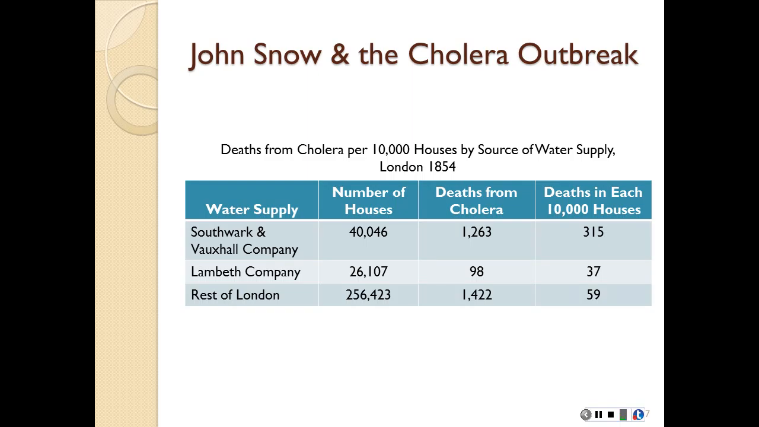Or that's the number of houses that exist, I'm sorry, I'm getting my columns mixed up. These are the number of houses in these areas. These are the number of people that were sick. This column right here is the really exciting part. Why do you think that's the exciting one? What did he do in this column?